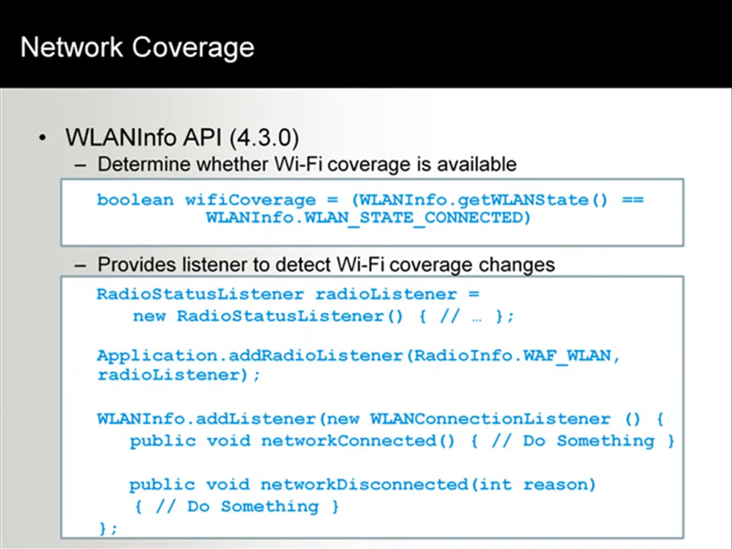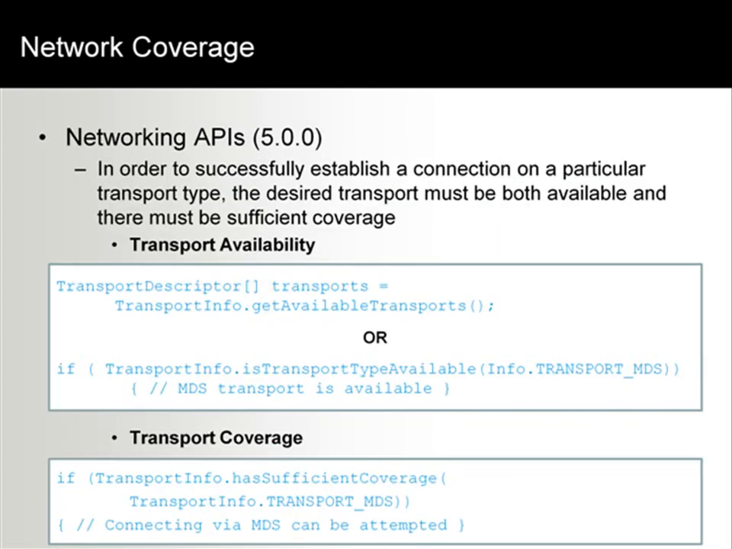To determine whether Wi-Fi is an available option for your application, or to listen for Wi-Fi coverage changes, you can use the WLANInfo or WLANInfoListener APIs available since version 4.3. But remember, these are not necessary when using BlackBerry MDS or the BlackBerry Internet Service transport types. The TransportInfo class and the new networking APIs in 5.0 provide an even simpler way for the developer to query both the availability of transports on the device and whether a specific transport has sufficient coverage, as shown here.